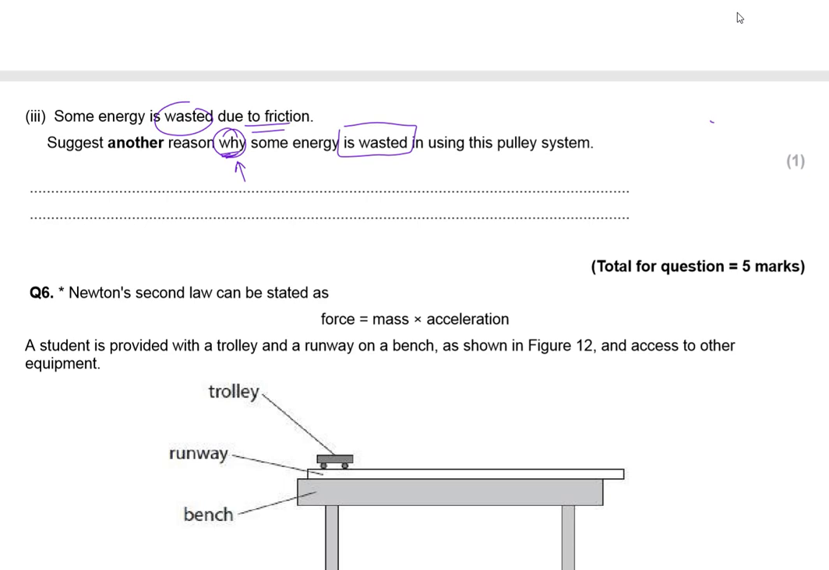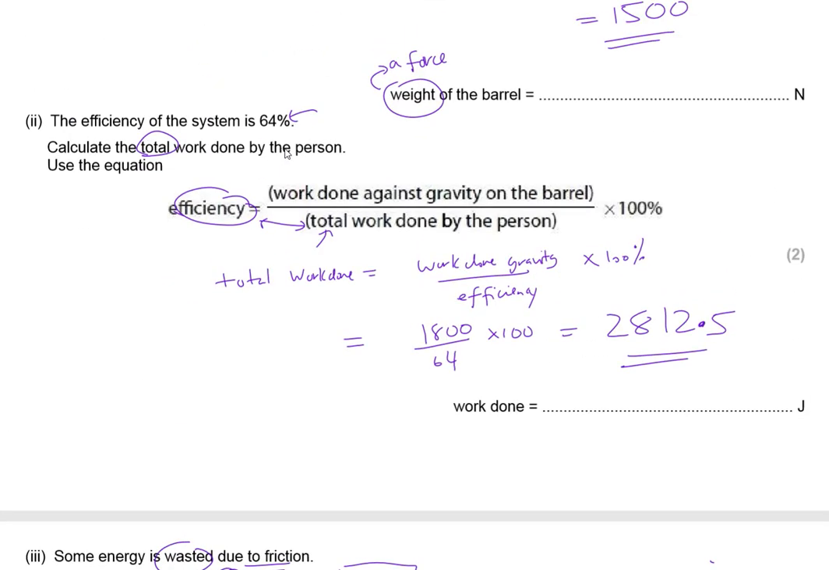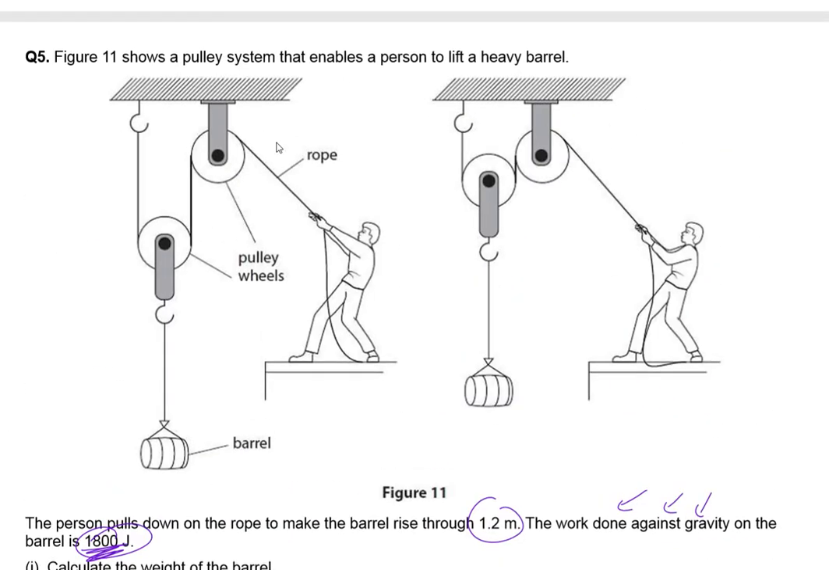Now let's look at the diagram. Friction is gone. We have friction here, friction here, friction here, friction here, friction here. Even in the hands, there's friction. Friction is gone. We can't use that. Why is energy wasted? We need to find another reason why energy is wasted.